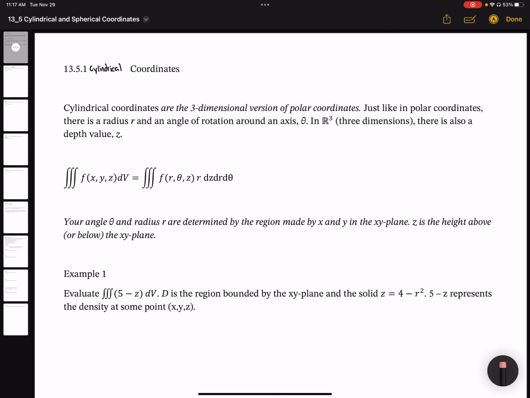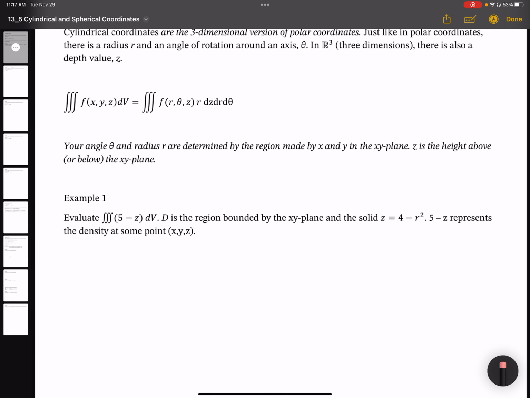Our angle, theta, and radius are always going to be determined by the region made in the xy plane and by the intersection of our surfaces of z. Most of the time, this is relatively straightforward, if not just tedious for the algebra that we have to do, but analytically, it's all generally pretty direct.